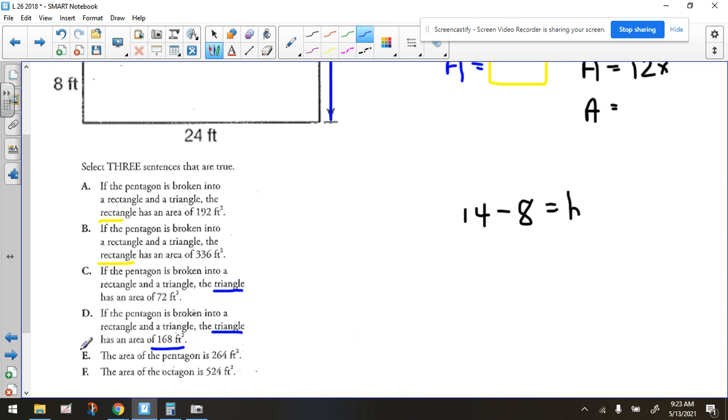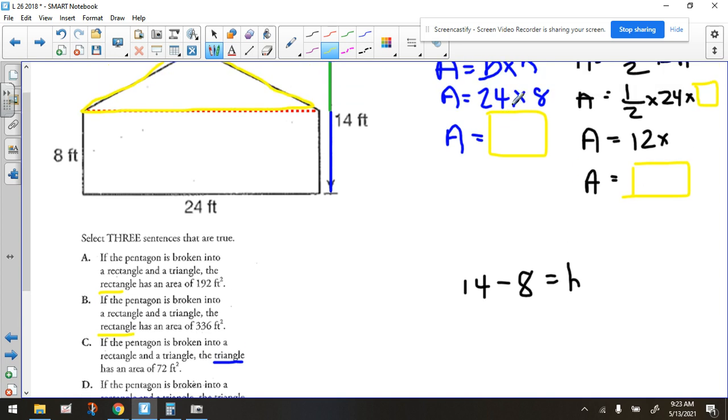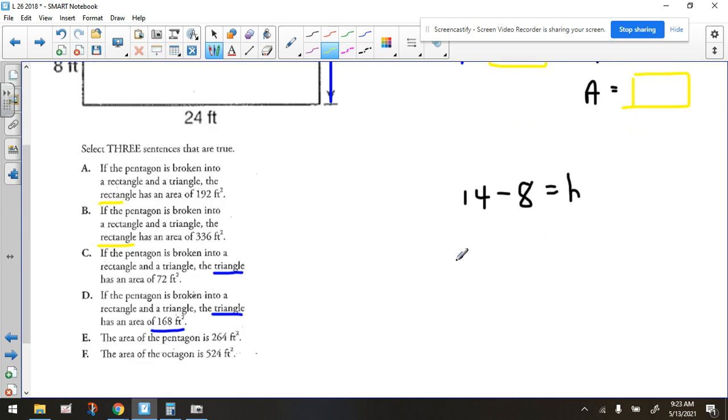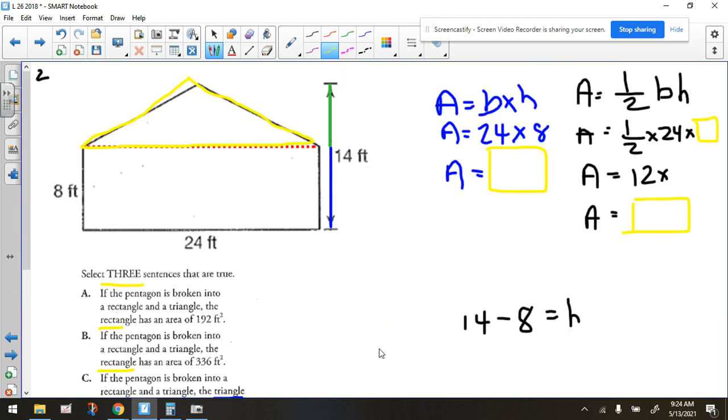All right, so choices E and F, we have to basically add the numbers that you got. So you're going to take whatever number you got here, and you're going to add it to whatever number you got here, and that will be the area of the entire pentagon. So that number, when you add them up, is either going to be this number or this number. So remember, you're picking 3. Make sure you have your 3 selected and mark them carefully in the Google form.